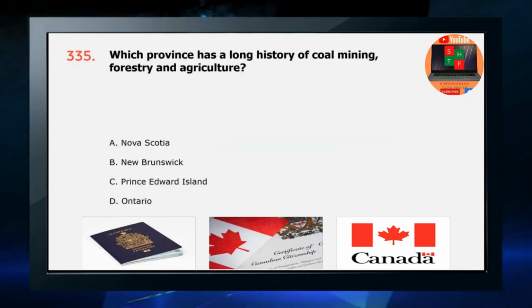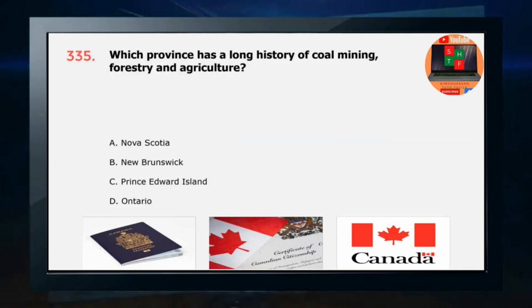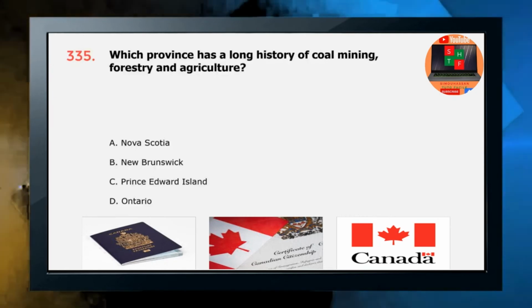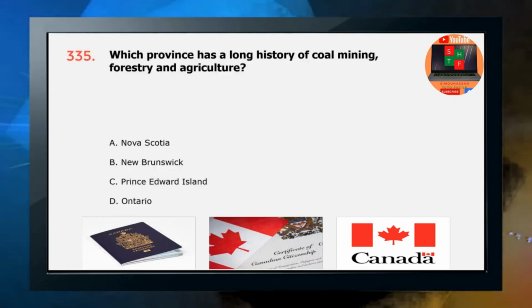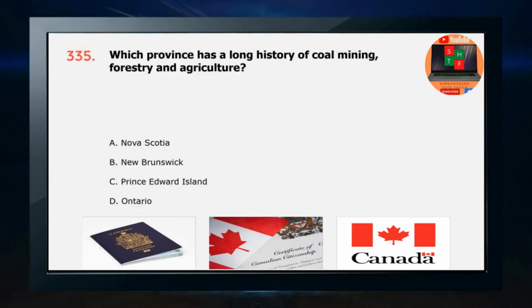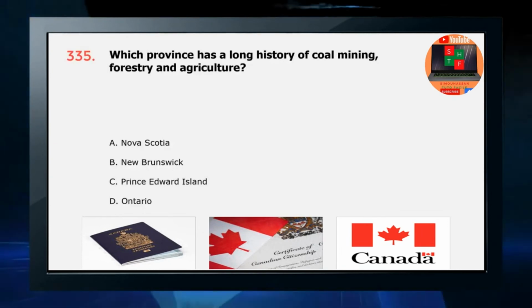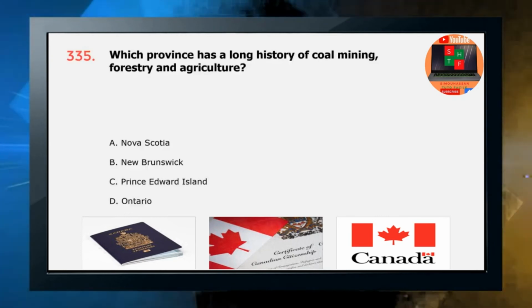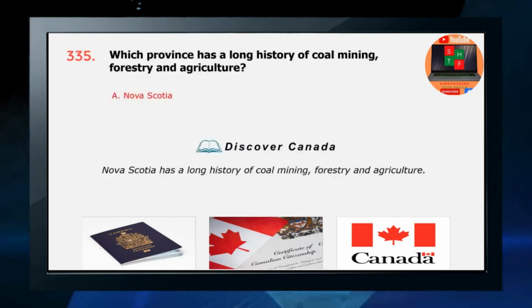Question 335. Which province has a long history of coal mining, forestry, and agriculture? A. Nova Scotia. B. New Brunswick. C. Prince Edward Island. D. Ontario. The answer is A. Nova Scotia.